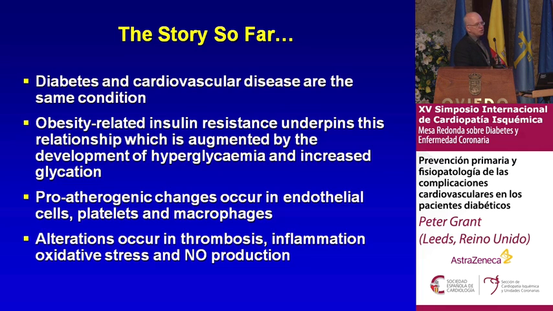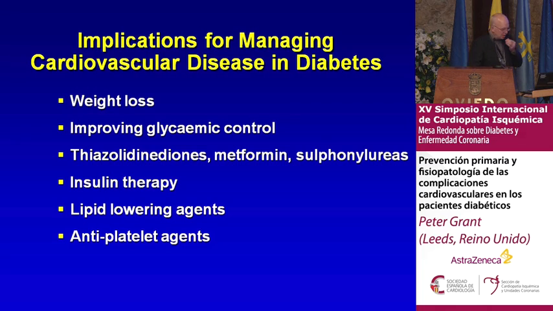There are pro-atherogenic changes in a variety of the cell types associated with cardiovascular disease: endothelium, platelets and macrophages, and indeed in the cardiac myocyte as well, which I haven't covered. Alterations occur in thrombosis, inflammation, oxidative stress, and nitric oxide production. The progressive nature of type 2 diabetes is accompanied by progressive acquisition of cardiovascular risk, leading to this phenotype developing over many years. The implications for managing cardiovascular disease in the presence of diabetes are diverse.